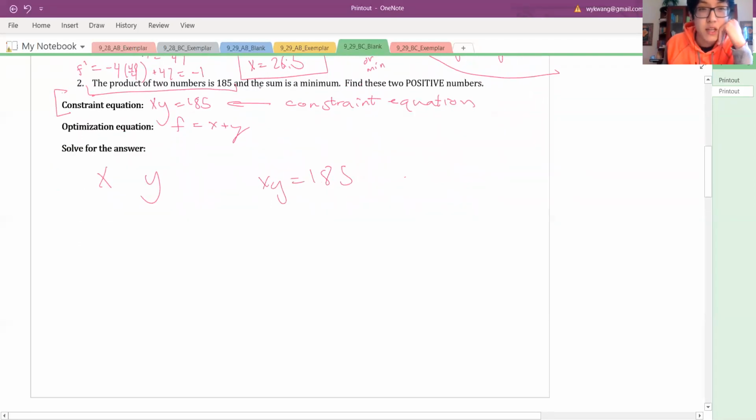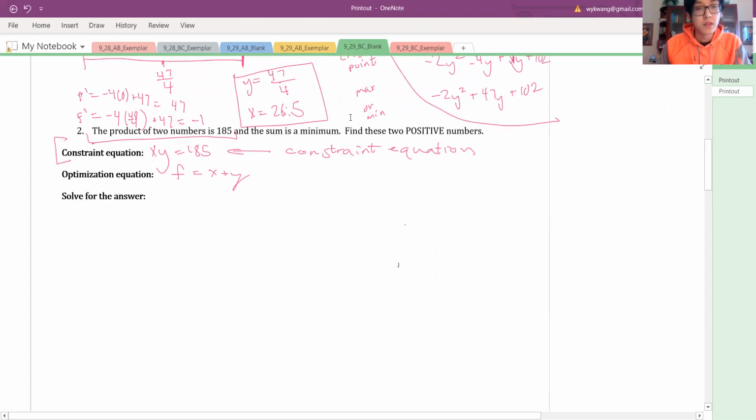And then I know I'm trying to make the sum a minimum, right? So I'm trying to make f is equal to x plus y, because this is the sum of x and y. And I want to make this a minimum. So that's the equation that we're trying to optimize. We're trying to make x plus y as small as possible, while still adhering to this criteria so that x times y is still 185.